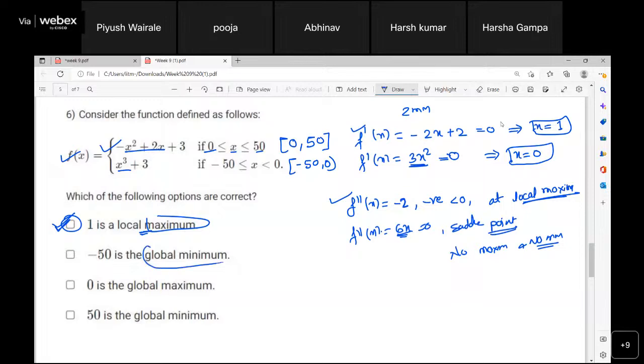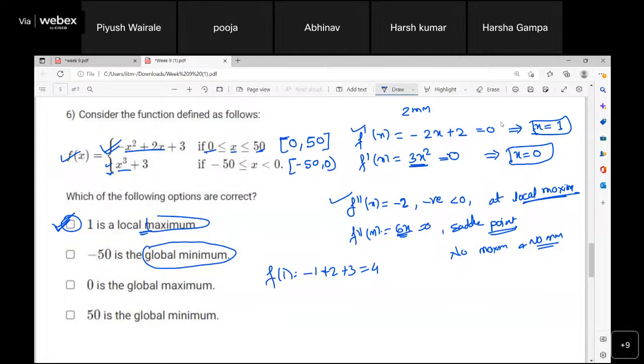Now what is global minima and global maxima? So what I said, if the closed interval is given, you have to include the boundary points also. So if I put f of 1 here and f of 0 here, let's see what I will get. So f of 1 for this particular f of x, I will get -1 plus 2 plus 3. So it will be 4. So f of 1 is giving me this 4, right?